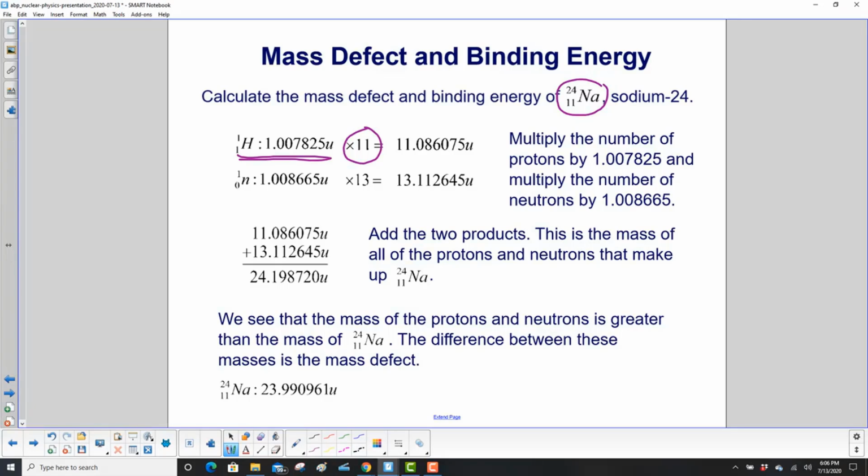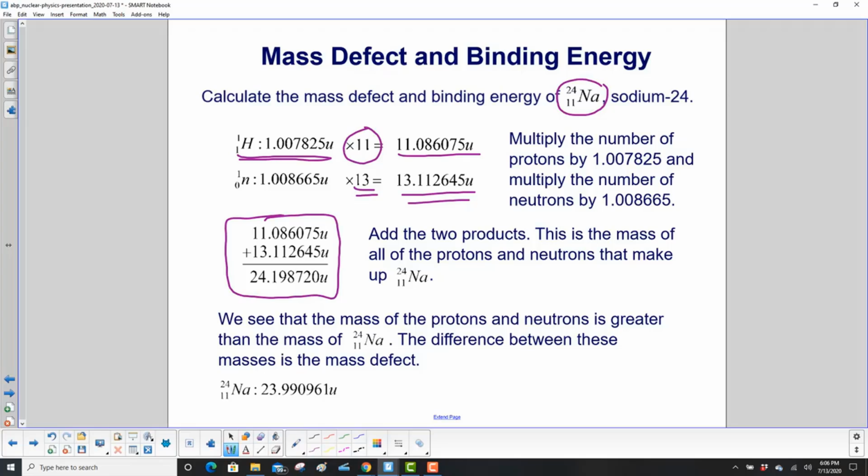So you're multiplying the mass of hydrogen by the number of protons, just to say it again, and you get 11.086075 U, atomic mass units. Neutrons, multiply that by 13, because that's how many neutrons you have, and then add them together. This is the mass of all the protons and neutrons that make up sodium-24.